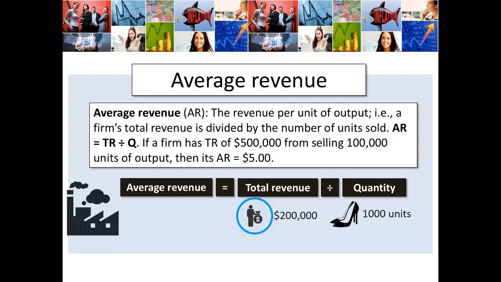Quantity 1,000, total revenue 200,000, average revenue must be $200. And average revenue, again, that'll be the price of the product.